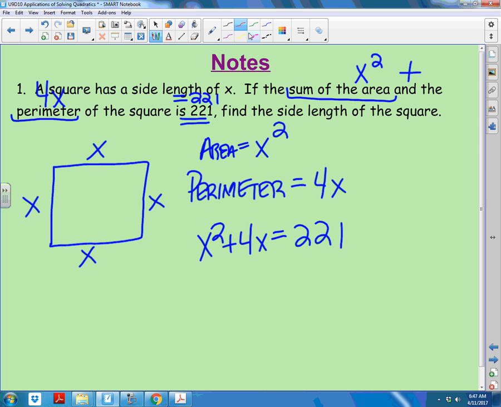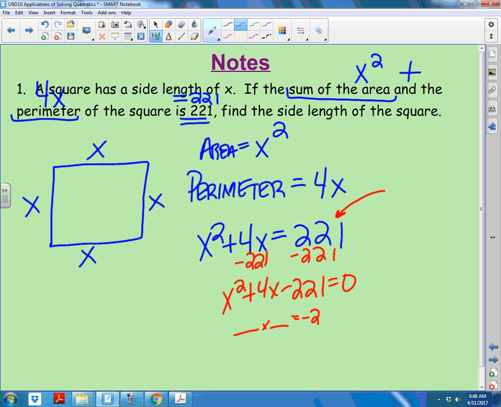In order to do so, we need to first set it equal to 0, which means this guy's got to move. So we subtract 221 from both sides, which gives us x squared plus 4x minus 221 equals 0. We go ahead and do a times c. Go to our handy-dandy calculator. We're going to let it do our factoring for us, because what we're looking for are two numbers whose product is a times c, which is negative 221, and whose sum is positive 4.